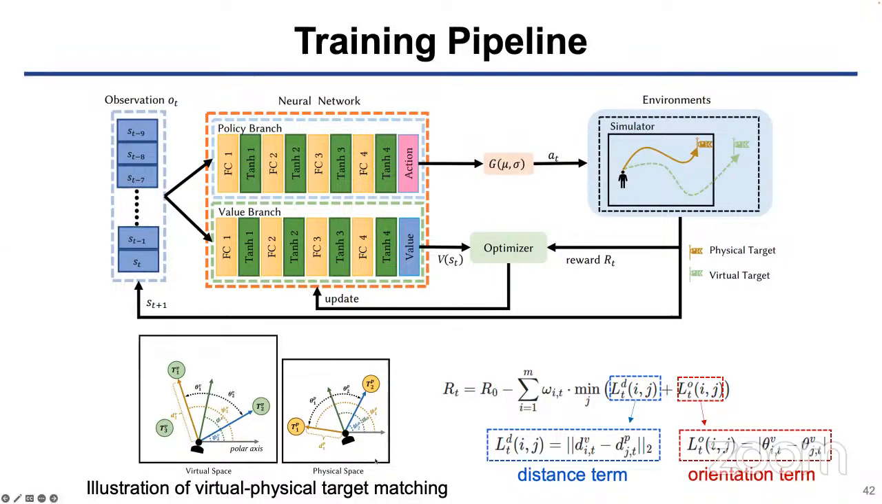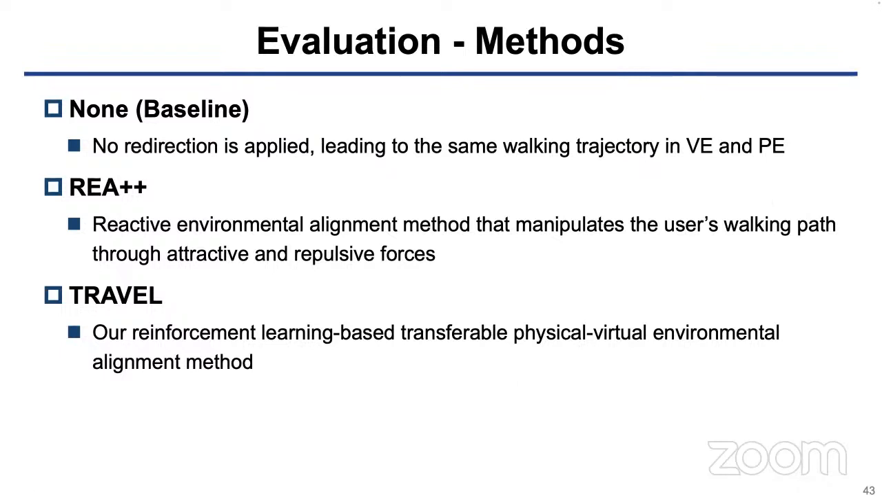We have also evaluated our method against the baseline method and the REA method, the reactive alignment method that was the best paper in VRST. Travel is our method. We evaluated the methods using simulations with square environments with different numbers of target positions, and the physical distance error and resets per pass statistics indicate that our method is better than the alternative ones.